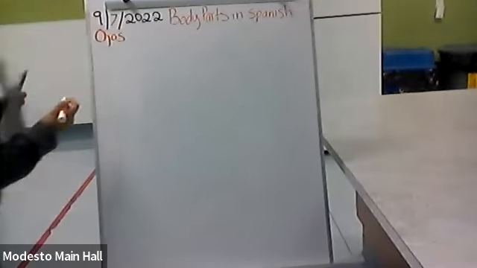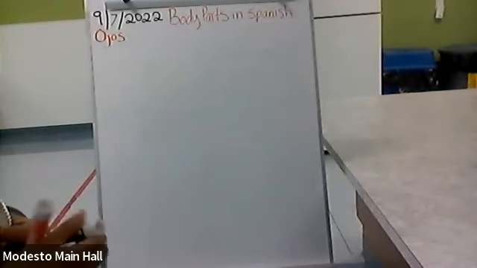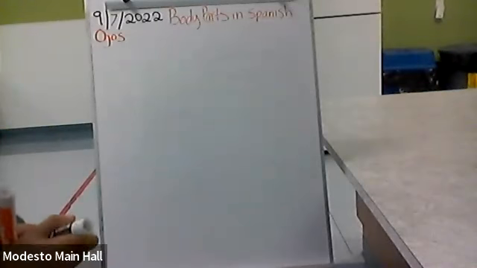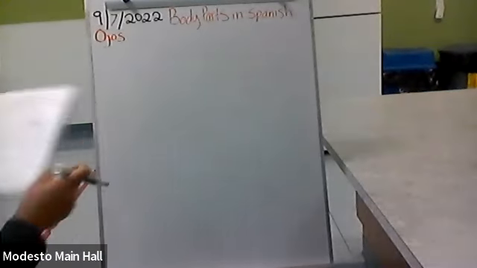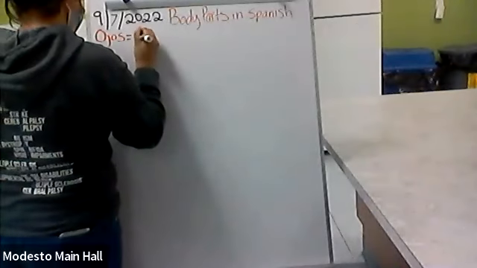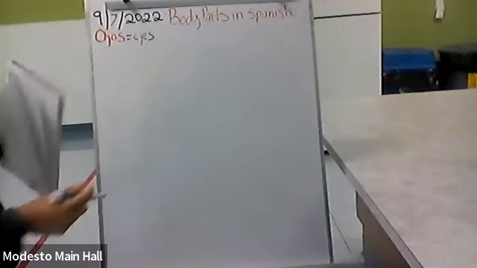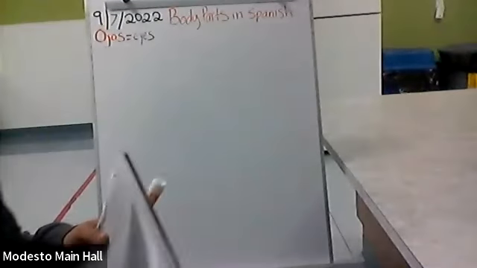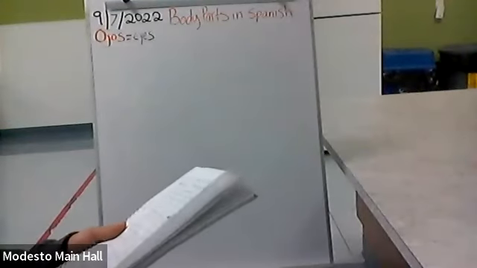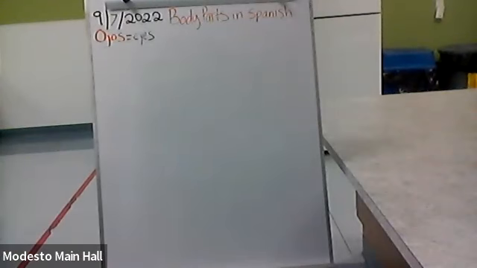So for eyes, it's ojos. Can you guys repeat that, ojos? Ojos. Thank you. Good job, guys. Ojos. That's if you're saying both of your eyes, right? So you say tengo dos ojos. But if you want to say your eye, that's just ojo. Ojo. Yeah, good job.